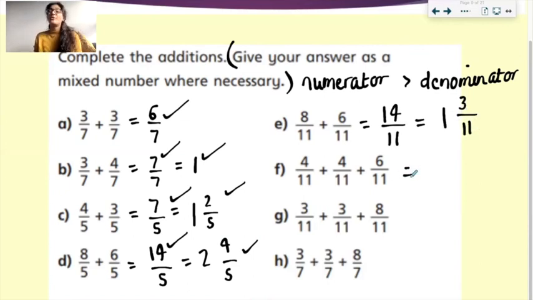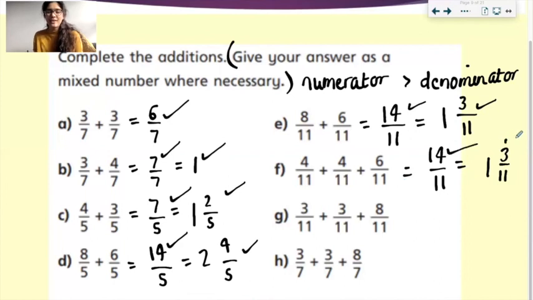Next question, now we've got 3 fractions we're adding together here. 4/11 plus 4/11 plus 6/11 is equal to 14/11. And as we've seen from our previous question, that is equivalent to 1 and 3/11. Next question, we have 3/11 plus 3/11 plus 8/11 is equal to 14/11 again. And that's equal to, we just need to look at our previous answers, 1 3/11.